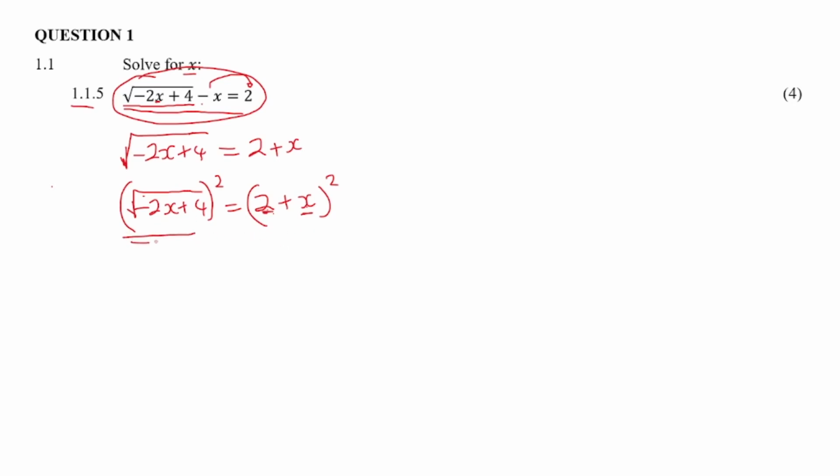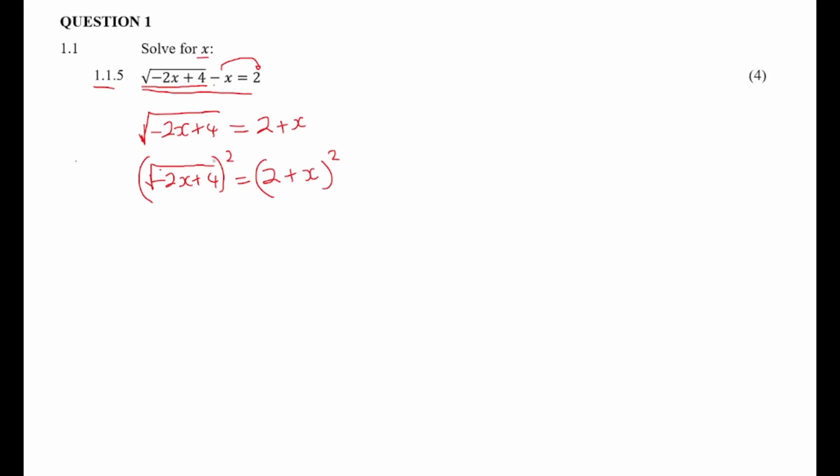This side, the left hand side squared, and also the right hand side squared. And then the square root and the square, these are inverse operations, so they cancel each other out. We remain with negative 2x plus 4 is equal to, I'll do the shorter method of expanding this, but I'll show you the longer method now. Remember this before I show you.